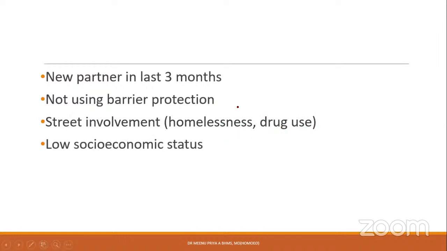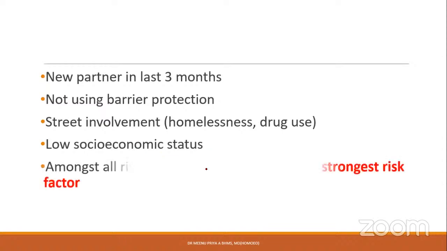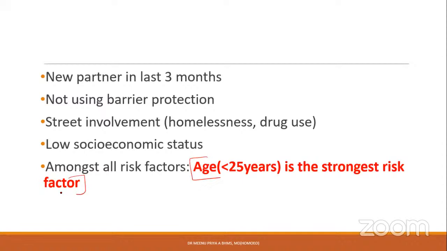So why is this important? Because a patient coming to you and presenting with complaints, you have to rule out sexually transmitted infection. If you know the risk factors, you will ask the patient whether the patient belongs to these criteria. If she does, you will have to assess the patient for sexually transmitted disease or infection. And then low socioeconomic status. Among all the risk factors, age below 25 years is the strongest risk factor.